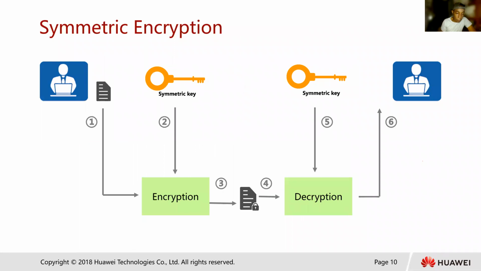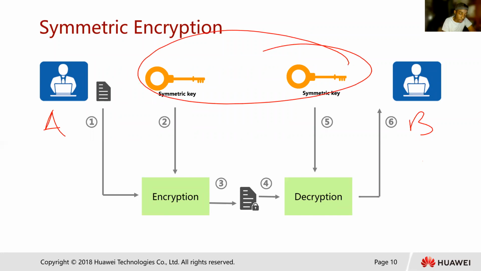For example, for symmetric encryption, let's think of it that this one is user A and this one is user B. They actually agree and negotiate on the symmetric key first. Then once they do that, user A will use the symmetric key to encrypt the data. So in the first step, it goes through the encryption process.